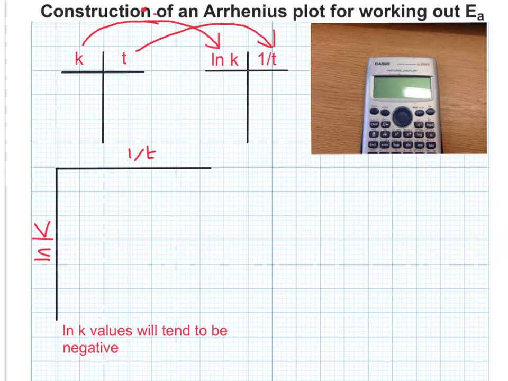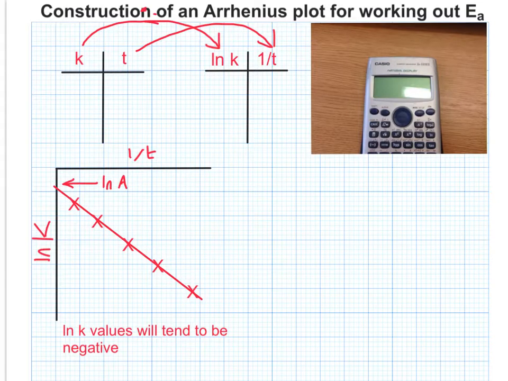So because you'll find that most natural log k values will tend to be negative, you'll need to plot a graph with axes in this manner. So 1 over T can be the x-axis and natural log of k, or ln k, can be the y-axis. So if you're lucky with your data that you're provided with, you should end up with a nice straight line like that, and you can do a line of best fit, which should allow you to work out what the natural log of A is in the Arrhenius equation.